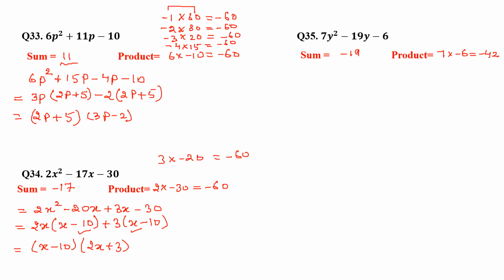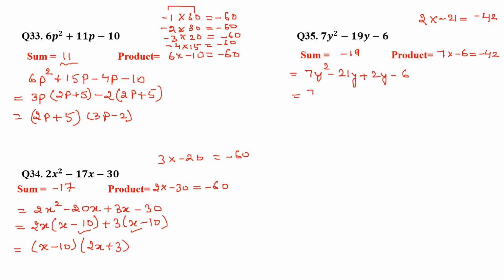And what did I say? When sum and product both are negative, then the greater number will have the negative sign and the smaller number will be positive. So 42, if you can see, it comes in 2 table, right? So 2 into 21 will give me 42, but it is negative. So I can write 2 into minus 21, which will give me minus 42. And if you add 2 and minus 21, you will get minus 19. So you have to write it as 7y square minus 21y plus 2y minus 6.